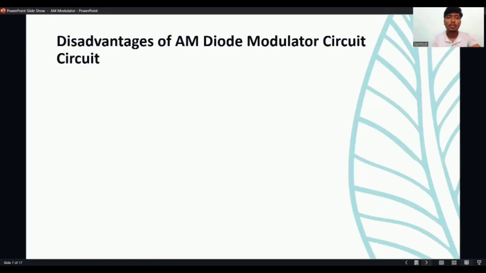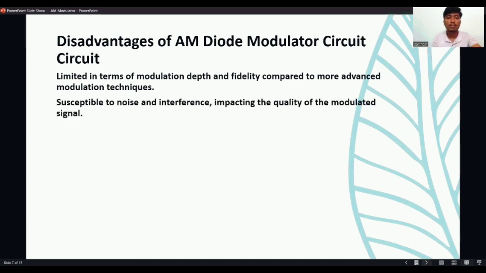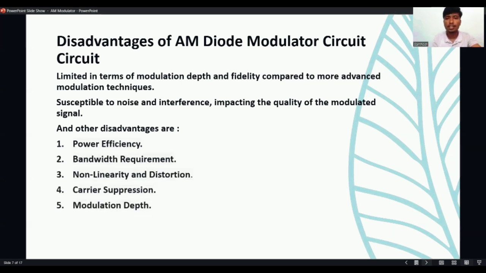And there are a few disadvantages of AM modulator circuit. Those are limited modulation depth and fidelity compared to more advanced modulation techniques, and susceptibility to noise and interference impacting the quality of the modulated signal. Mainly the other disadvantages are power efficiency, bandwidth requirement, non-linearity and distortion, carrier suppression, modulation depth, and component sensitivity.